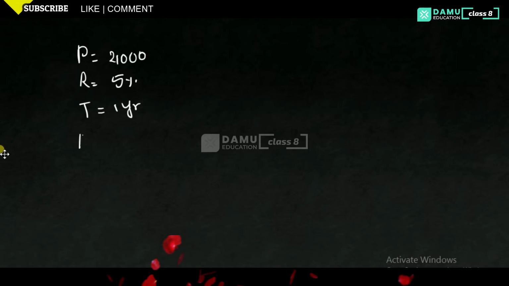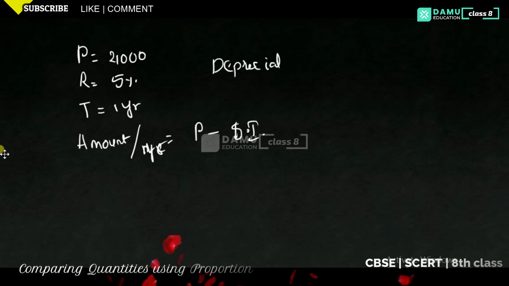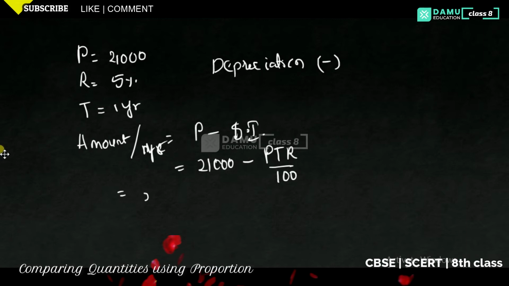So the amount after 1 year will be equal to principal minus simple interest. Here, why do we subtract simple interest? Because here depreciation means we have to take subtraction. Amount is the addition of simple interest, or subtraction of simple interest. That is 21,000 minus simple interest, which is PTR by 100. So let's take 21,000 minus P is 21,000 into time is 1 and rate of interest is 5.